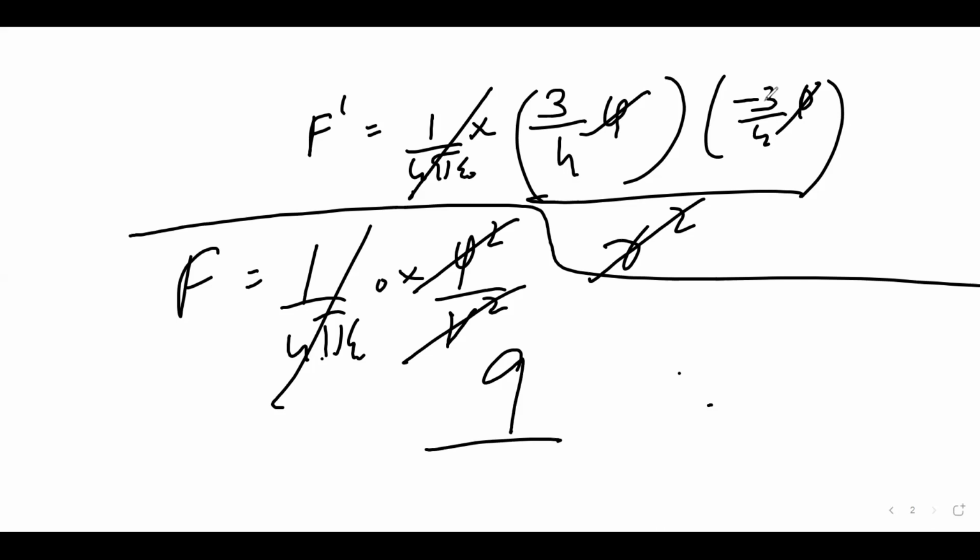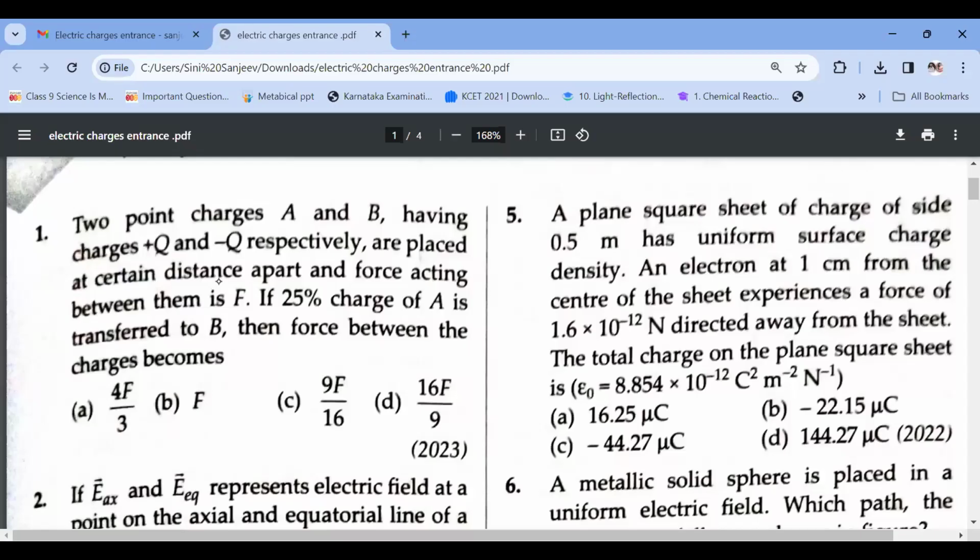3 into minus 3, 3 into 3, 9. Correct? And 16, 9 by 16. And only the magnitude we will take, that is only the positive terms. So option C is the answer, 9F by 16.